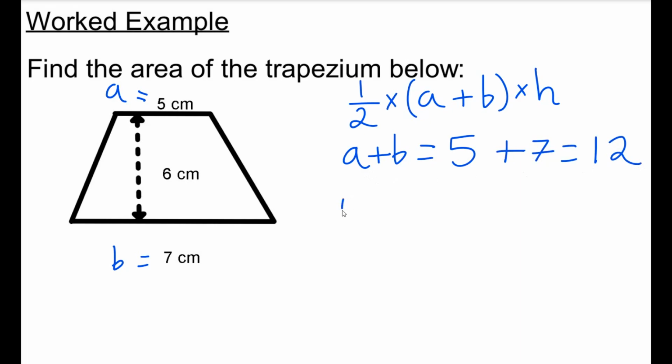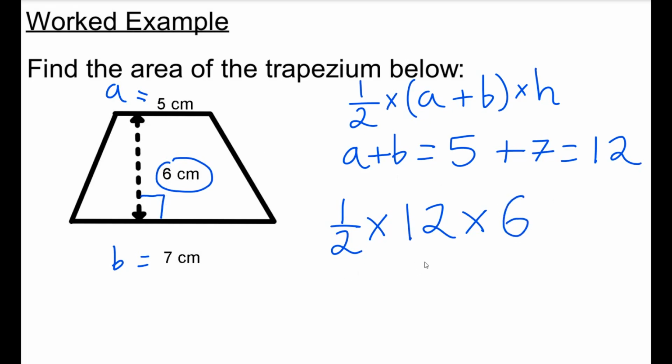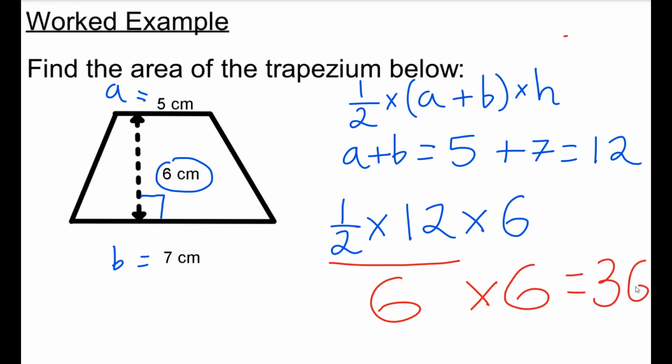So the area is going to be half times 12 times H, where H is 6, because that is the perpendicular distance between the two parallel sides. And to work this out, I can first halve 12, which gives me 6, and then times the result of that by 6, which gives me an answer of 36 centimeters squared.